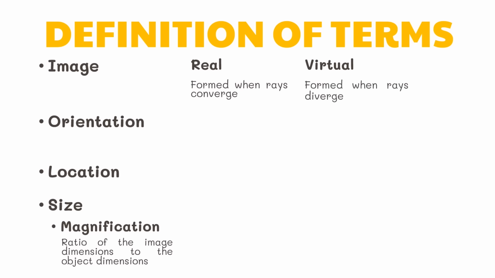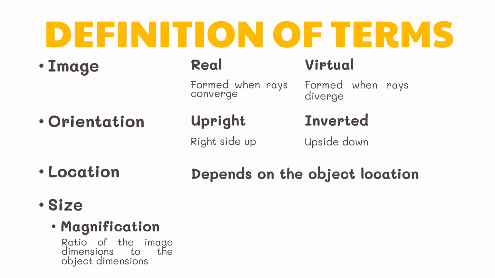An image's orientation can be upright if it is right side up and inverted if it is upside down. The location of the image always depends on the location of the object. The size may be larger, smaller, or the same with a magnification of greater than 1, lesser than 1, or equal to 1 respectively. Now we're all set.